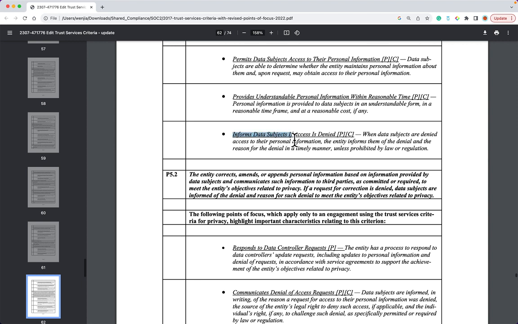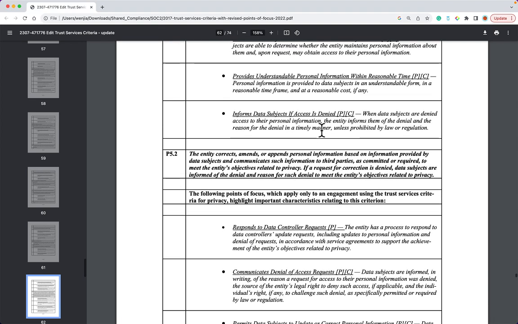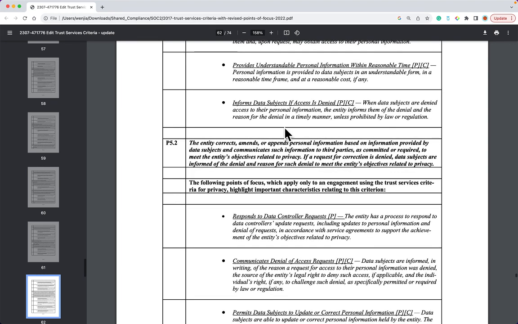Inform data subjects if access is denied. When data subjects are denied access to their personal information, the entity informs them of the denial and the reason for the denial in a timely manner, unless prohibited by law or regulation. So if there is no specific reason, you need to tell the user why their request was denied. Which is very reasonable.